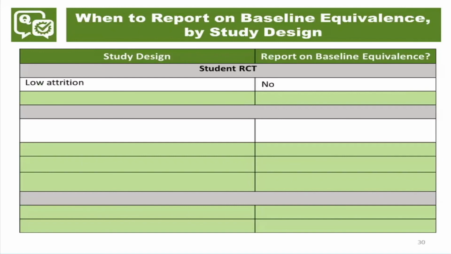So beginning with RCTs with student assignment. If they have low attrition, it's not necessary to establish baseline equivalence. But it is necessary to establish baseline equivalence if attrition of students is high.